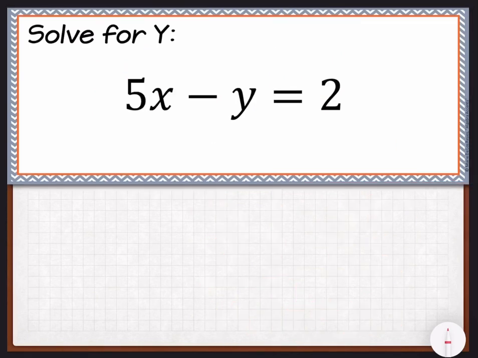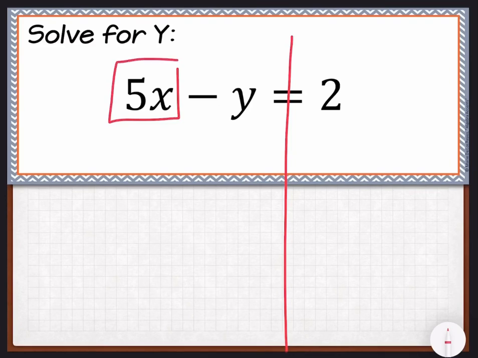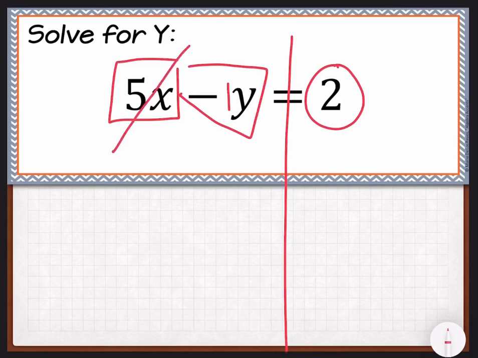Okay, let's try it again. Line down the middle. Let's put shapes. X term gets a box. The y term gets an upside down triangle, and make sure you include the sign with it. If you don't see a number, that's because it's a 1. So this is negative 1y. Equal sign, and then 2 is a constant. So again, we are going to cancel out the x term, bring it to the right side, cross the line, change the sign.